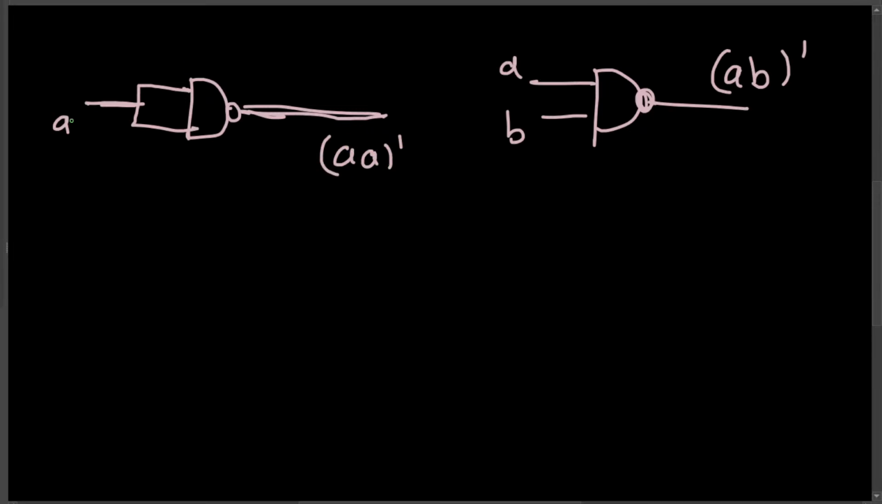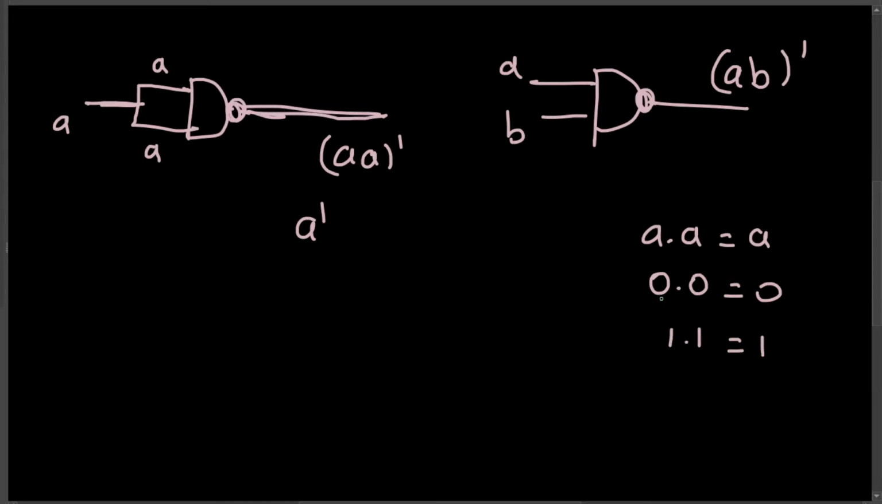Why AA prime? Because if we input A, here we are going to have an A, and here we are going to have an A. And also this is a NAND gate, so finally it's going to be complemented, so we are going to have AA prime. But at the end, it's going to be A prime, because in Boolean algebra, A times A is equal to A. We will learn this later. I will do this in my next videos. So A times A is A, 0 times 0 is 0, 1 times 1 is 1. So you have to know these things. So instead of A times A prime, we can put A prime.